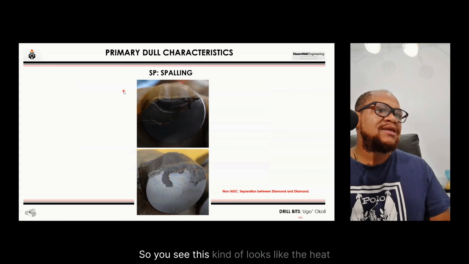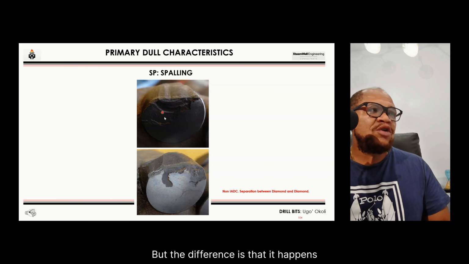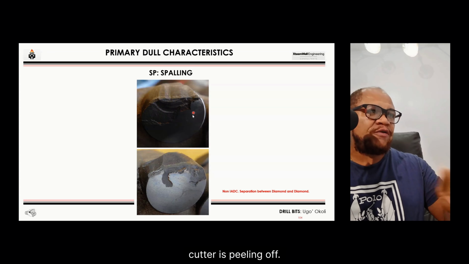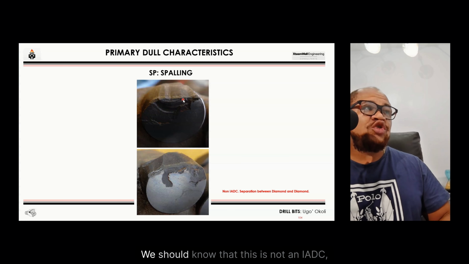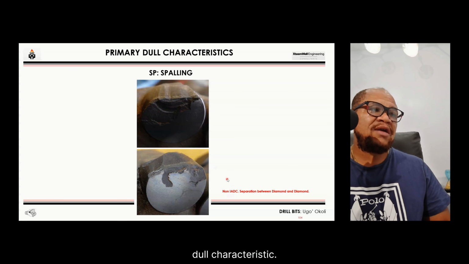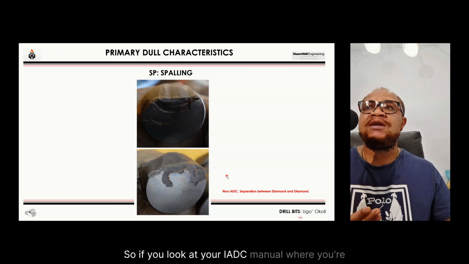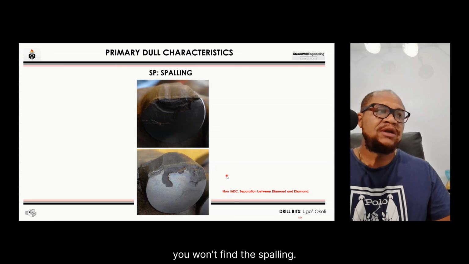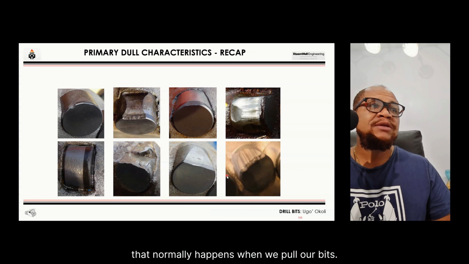Spalling. This kind of looks like the heat checking, but the difference is that it happens on the diamond. It's like the diamond cutter is peeling off. You look at it, it looks like it's peeling off. When you see this, it's called spalling. We should know that this is not an IDC dull characteristic. It's a non-IDC. I repeat, it's a non-IDC. If you look at your IDC manual where you grade bits, you won't find the SP, you won't find spalling. But I just thought to add it here because it's one phenomenon that normally happens when we pull our bits.